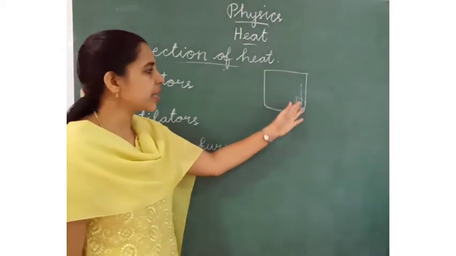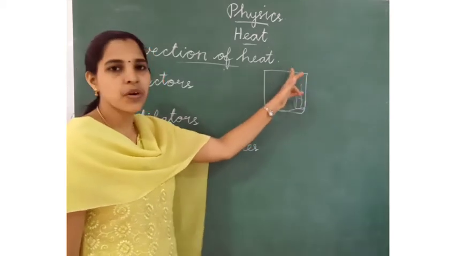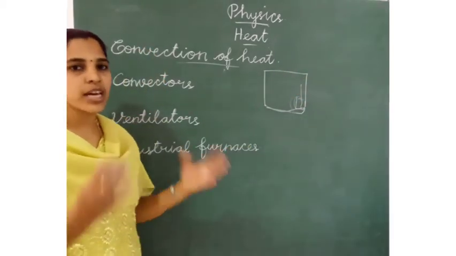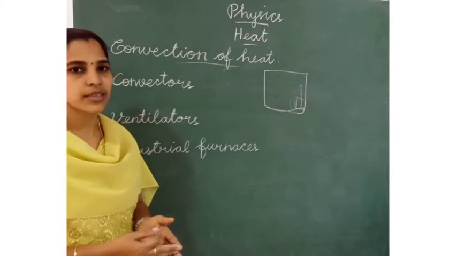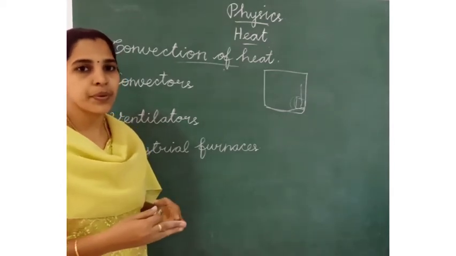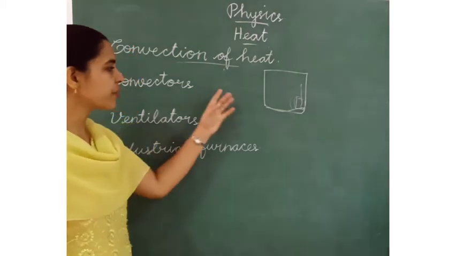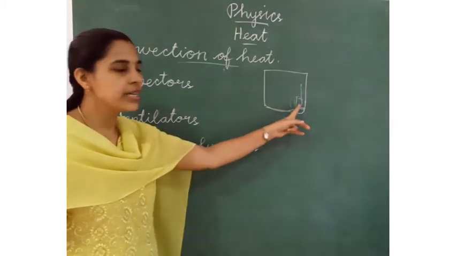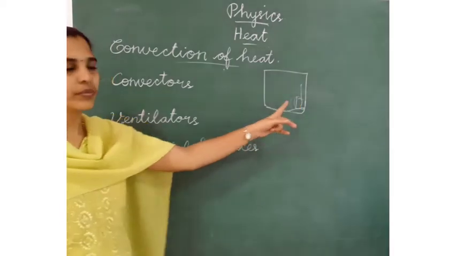If we fix the heater at the top of the room, the circulation will not be processed. The air will not circulate properly. So we should fix the heater at the bottom of the room.